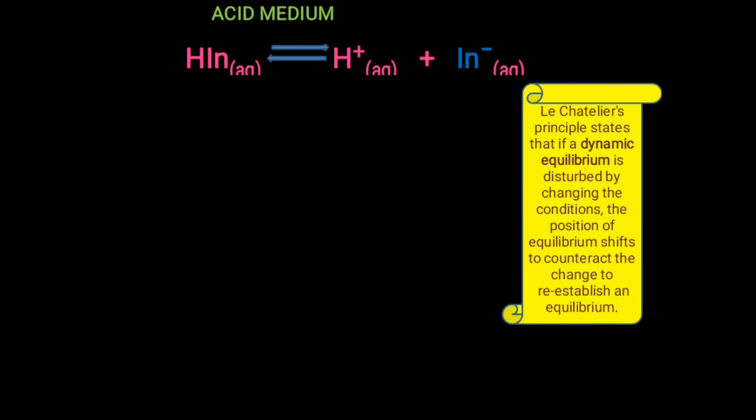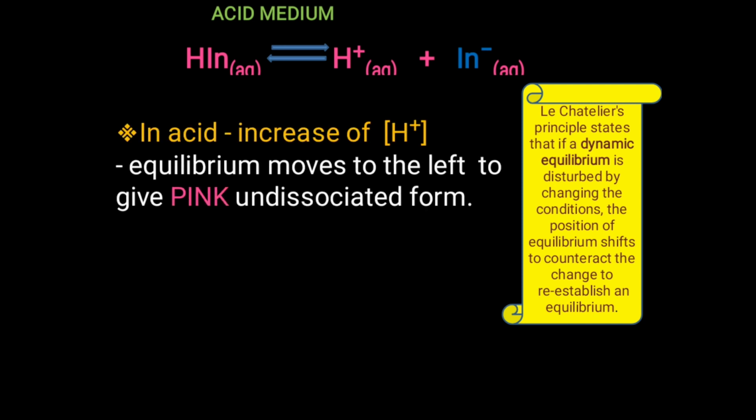Le Chatelier principle states that if a dynamic equilibrium is disturbed by changing the conditions, the position of the equilibrium shifts to counteract the change to re-establish an equilibrium. In acidic medium, equilibrium moves towards the left. That is, ionization will not take place.